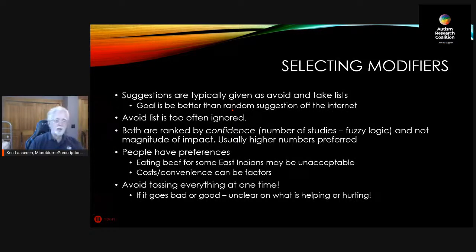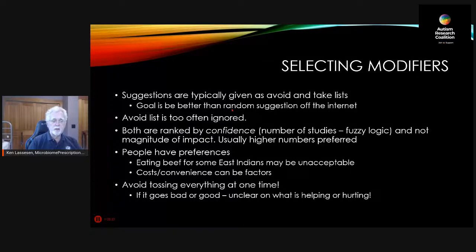Okay, suggestions are presented as avoid and take lists. Sometimes when you look at the avoid list, you suddenly realize, wait a minute, I've been taking those things. Oops, I shouldn't be taking those things. And you end up needing to modify your diet to a degree which is practical. The goal is to get better than random suggestions of the internet or wild speculation. It uses more information than most naturopaths or MDs can keep in mind. It uses over a million individual facts to do it. And right now we have just hit 2,000 different samples. So we have a good sample population to develop curves from. So it's good.